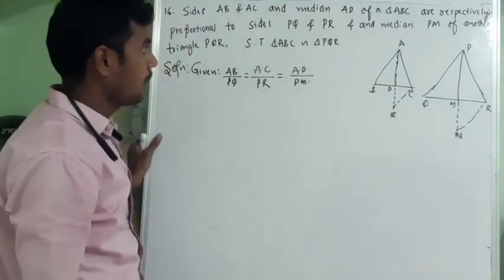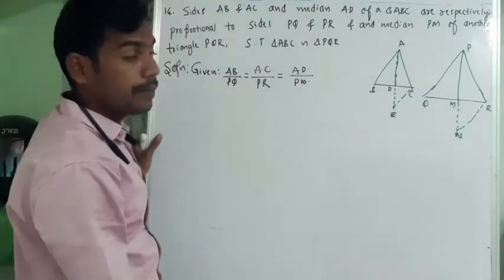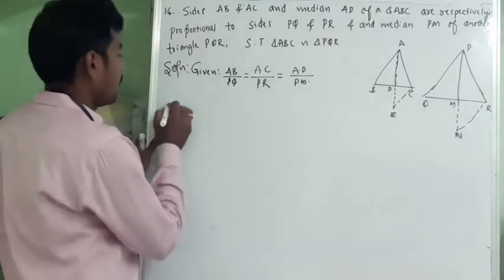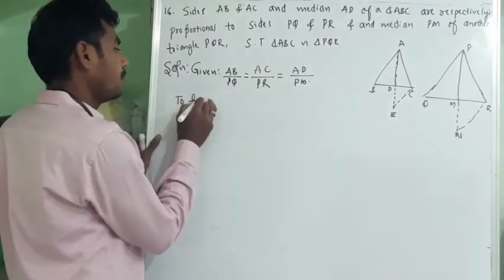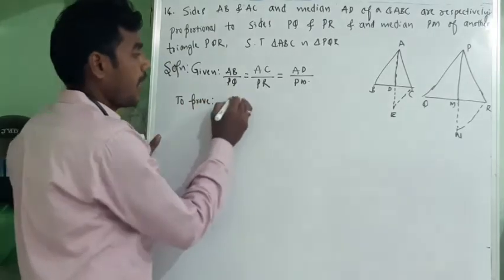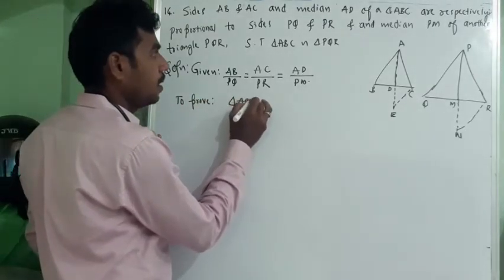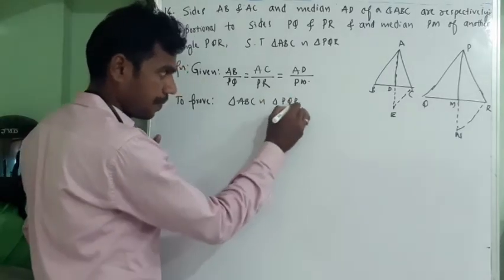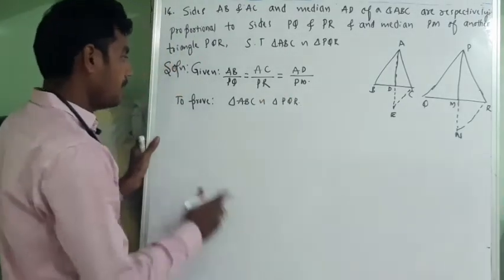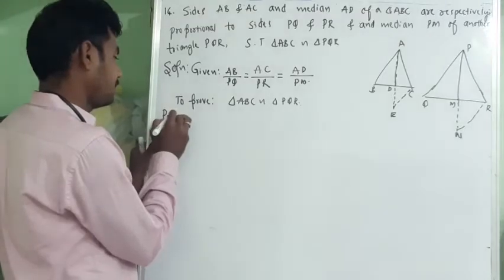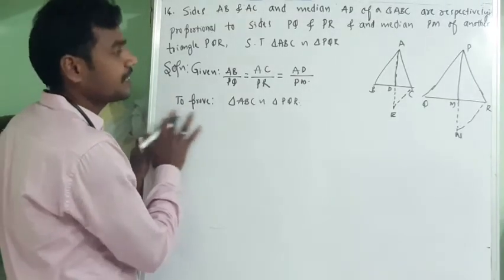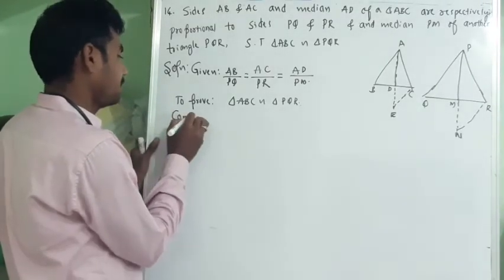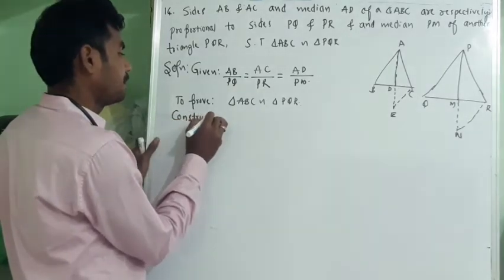Okay. Now, AD and PM are the medians. What is required to prove? We need to prove triangle ABC is similar to triangle PQR. Before that, we need to do the construction part. Okay. Construction.